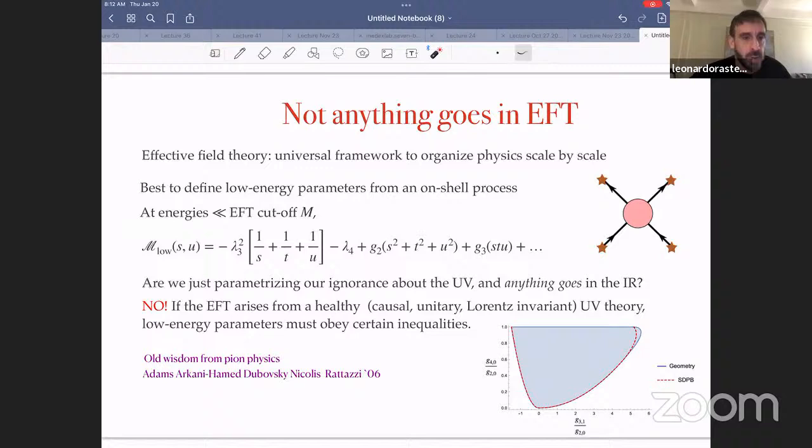And I'm focusing here on the connected 2-to-2 scattering. So this is just the amplitude for 2-to-2 scattering, as depicted here. And we can write down this amplitude as a function of Mandelstam invariants. And here, for simplicity, I'm taking the most general amplitude one can write down at tree level.